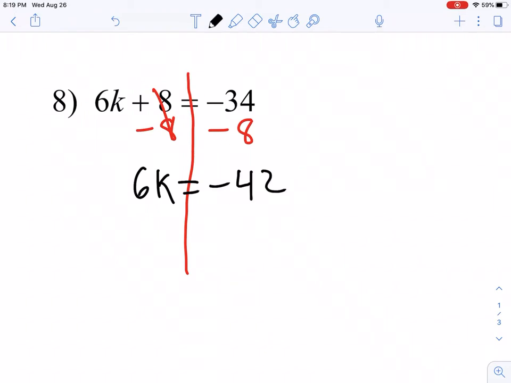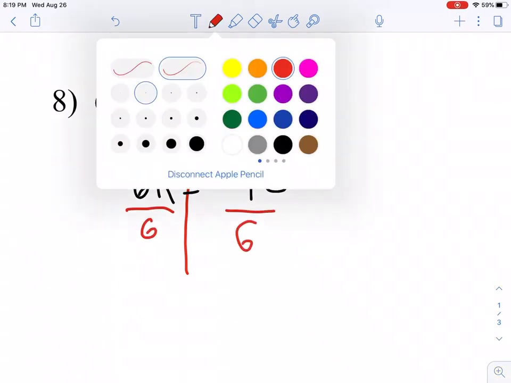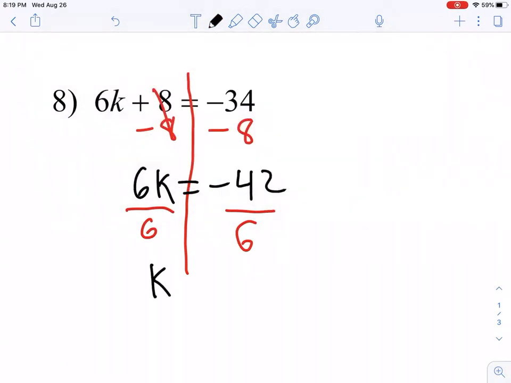We are now trying to get k by itself. It is being multiplied by 6, so we will divide 6 to both sides to find that k is equal to -7. When I did -42 divided by 6, signs were different, so I got a negative, and 42 divided by 6 is 7.